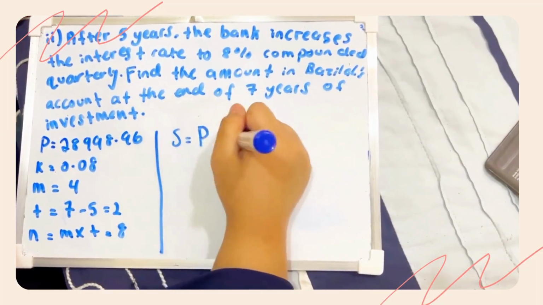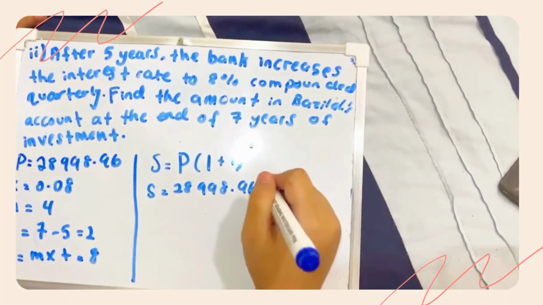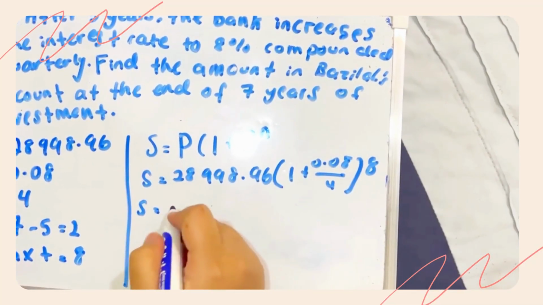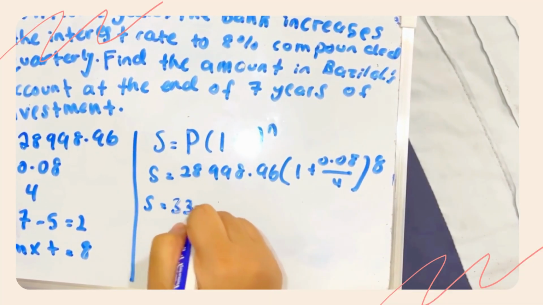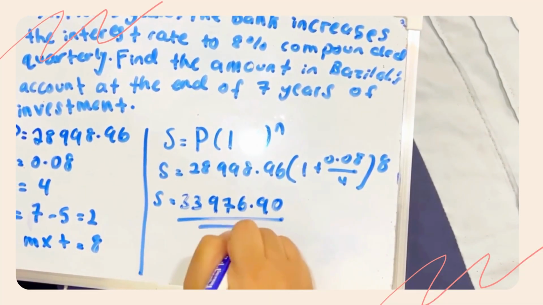After we take out the info, we should write the formula first, and after that, substitute the info into the formula. And the final answer should be 28,998 ringgit 96 cent.